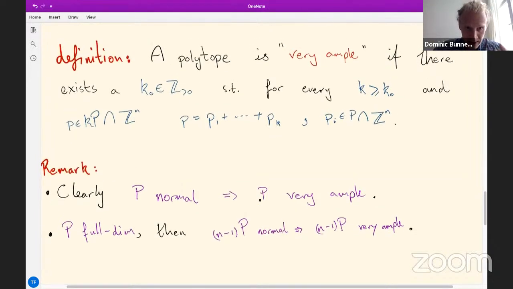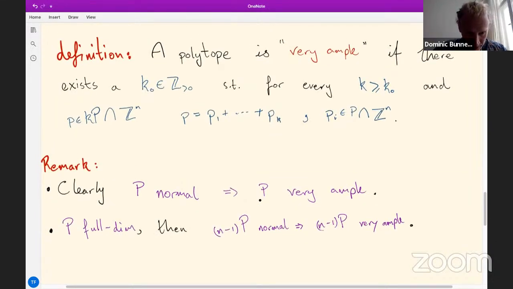And then the second remark to this definition is that if P is full dimensional, say it's n-dimensional, so it's set inside R^n, then the (n-1)th dilation of P is normal, and therefore the (n-1)th dilation of P is very ample. So what this says is that you start with a polytope, and maybe it's not normal, maybe it's not very ample, but you can scale it. You have to scale it by at most n-1 in order for it to be normal or very ample.